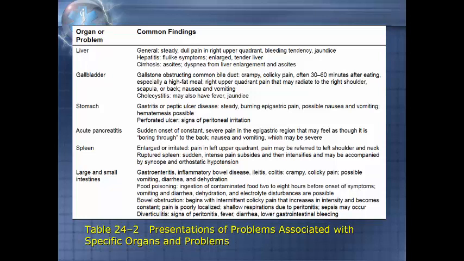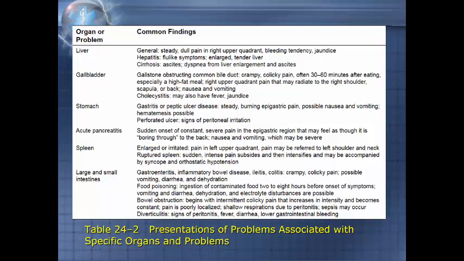For your acute pancreatitis, sudden onset, severe, constant pain in the epigastric, and it may feel like it's boring through to the back. They'll often have nausea and vomiting, and usually severe vomiting, and they may be vomiting up blood in really bad cases.